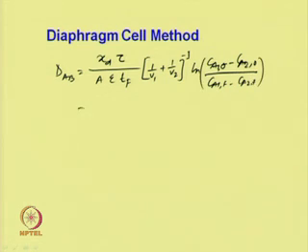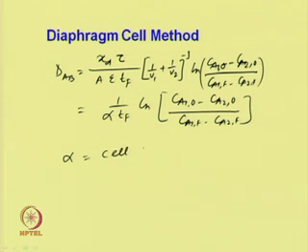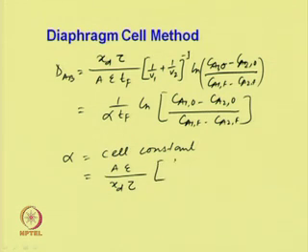which we can write as 1 by alpha Tf ln of CA1 0 minus CA2 0 divided by CA1f minus CA2f, where alpha is the cell constant, which is equal to A epsilon by x tau, into 1 by V1 plus 1 by V2.